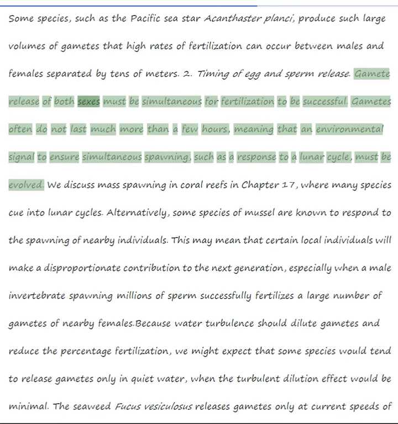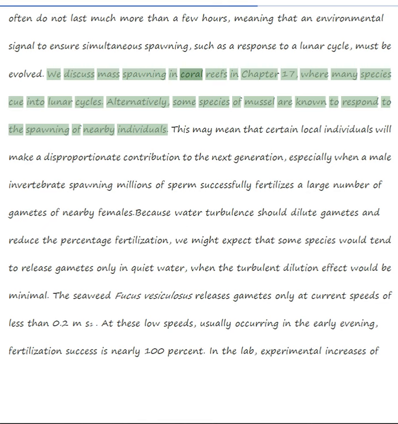Gamete release of both sexes must be simultaneous for fertilization to be successful. Gametes often do not last much more than a few hours, meaning that an environmental signal to ensure simultaneous spawning, such as a response to a lunar cycle, must be evolved. We discuss mass spawning in coral reefs in Chapter 17, where many species queue into lunar cycles. Alternatively, some species of mussel are known to respond to the spawning of nearby individuals.